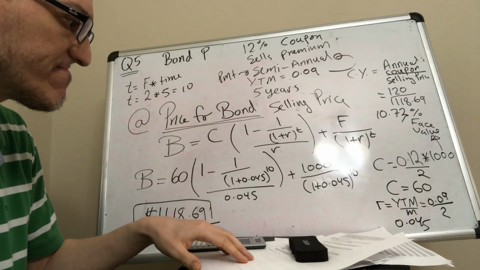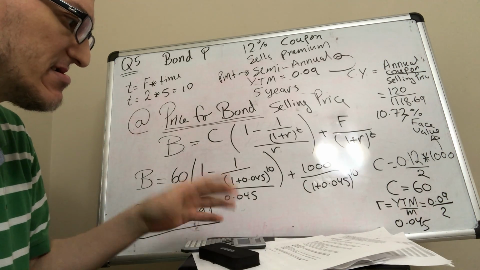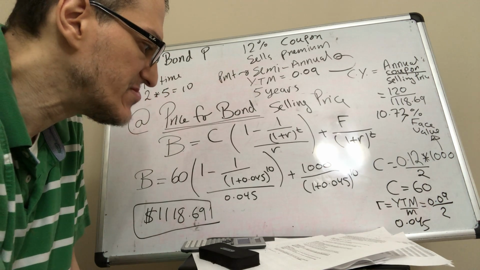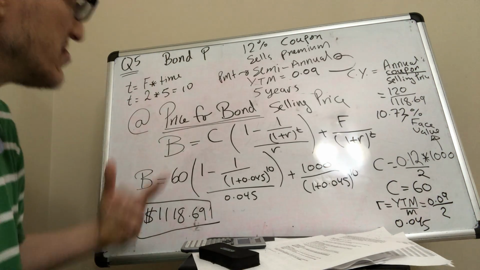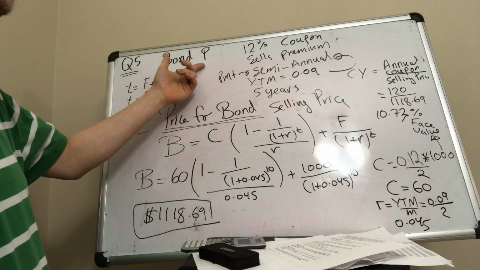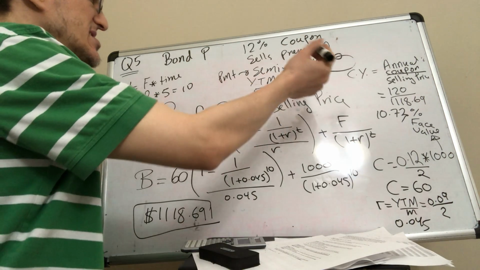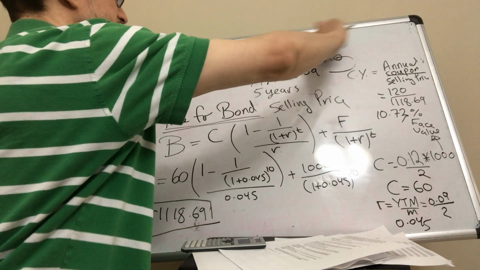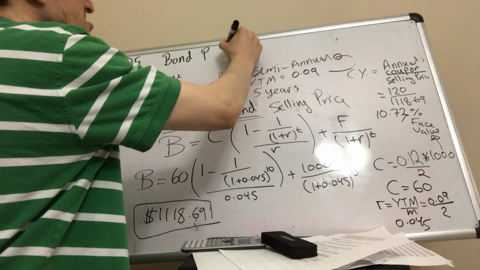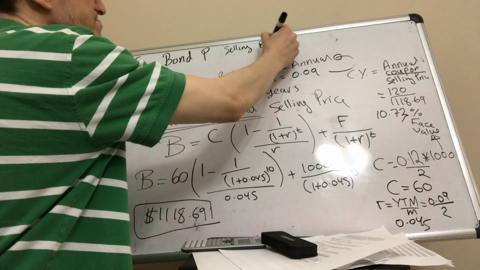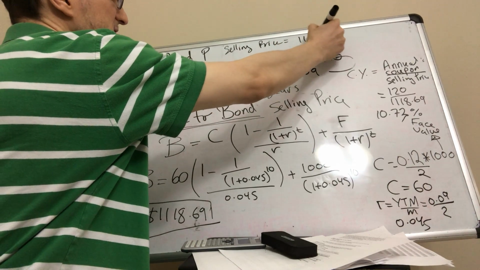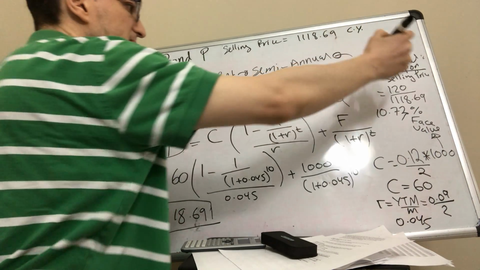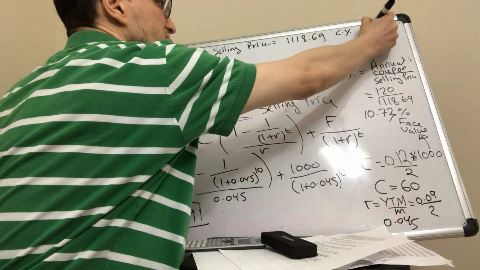Question B is not really there in terms of calculation. There isn't a lot of difference because this is for P. Let me put the answer for it. So selling price is 1118.69, and the yield is about 10%.